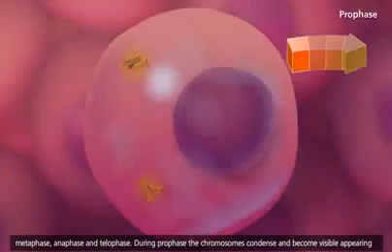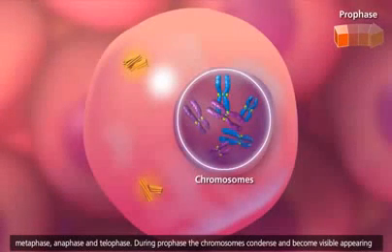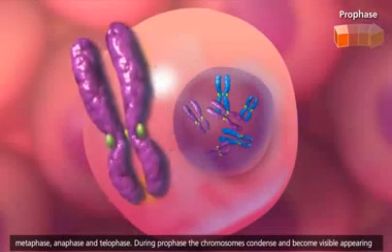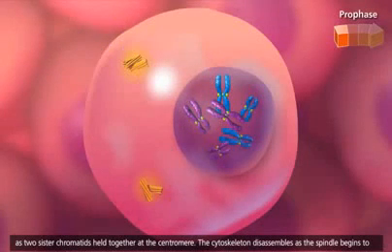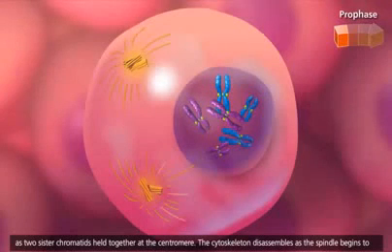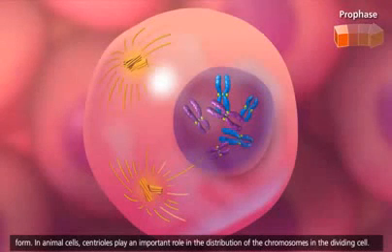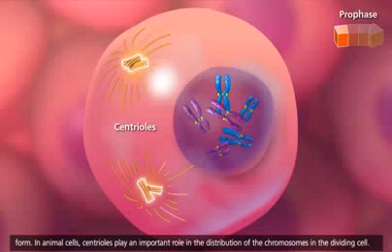The cell is now ready to go through mitosis, which consists of prophase, metaphase, anaphase, and telophase. During prophase, the chromosomes condense and become visible, appearing as two sister chromatids held together at the centromere. The cytoskeleton disassembles as the spindle begins to form. In animal cells, centrioles play an important role in the distribution of the chromosomes in the dividing cell.